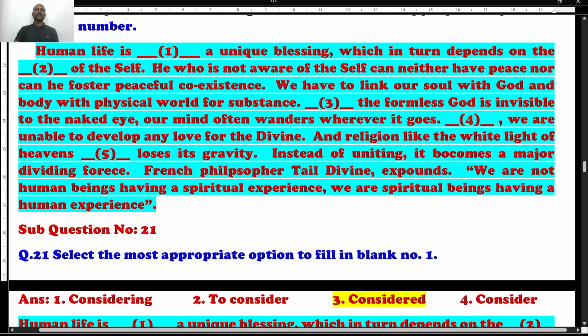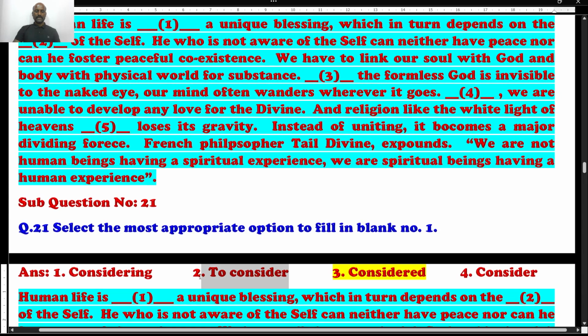Well, I feel human life is either considering or considered. Let's cross check it. To consider we cannot write because is is given. Is to consider, it's not passive voice. Student life is considered. No, it's grammatically wrong. According to tense, it is wrong. Well, let me remove option 1, sorry, option 2 and option 4. Let it be deleted. Well, we do have two options. One is considering, next one is considered.